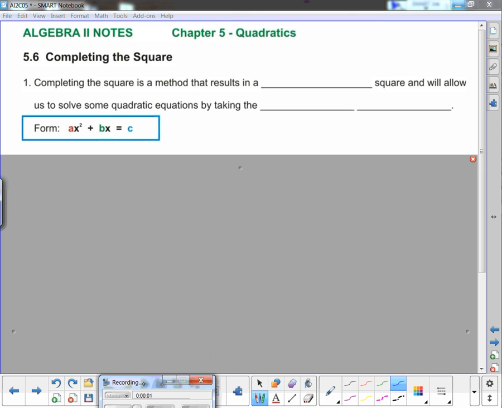All right, so completing the square. It's not one of the three methods of solving a quadratic per se, but it is a method that comes into play in a couple different areas. It's really a means to an end. So why would you complete the square? You would complete the square so you can do something else.